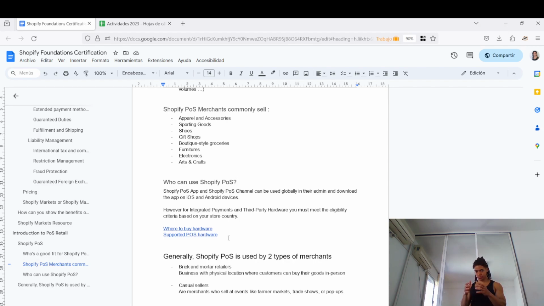So trade shows, for example, tattoo conventions or any other event. Or when you want to sell, for example, sporting goods in an event. Trade shows and pop-ups.